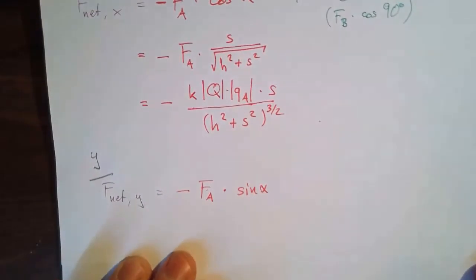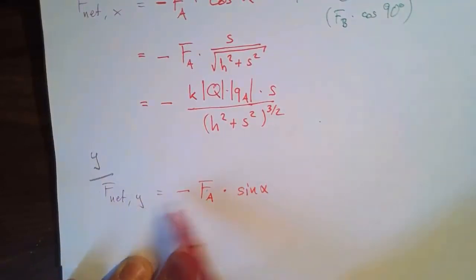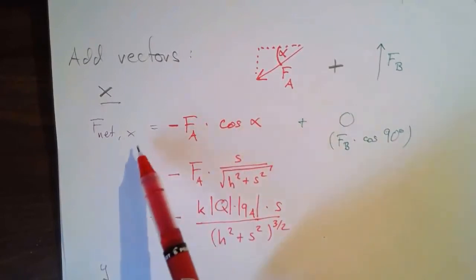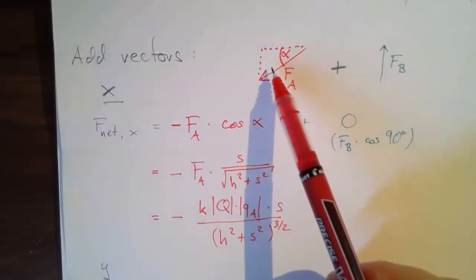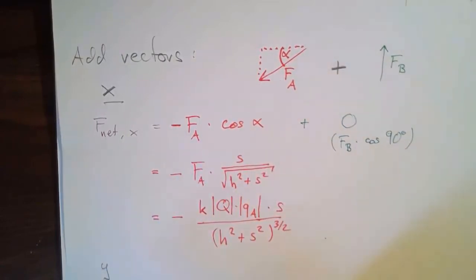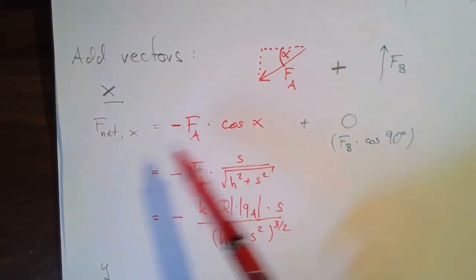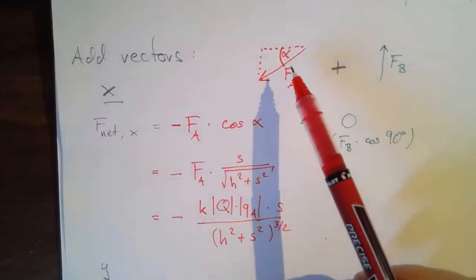Now, don't go away from this video thinking that it's sine because it's y and it's cosine because it's x. I could have chosen to use this angle down here instead. Then it would be the other way around, right? Don't try to learn by heart a procedure, x cosine, y sine. No, look at the geometry.